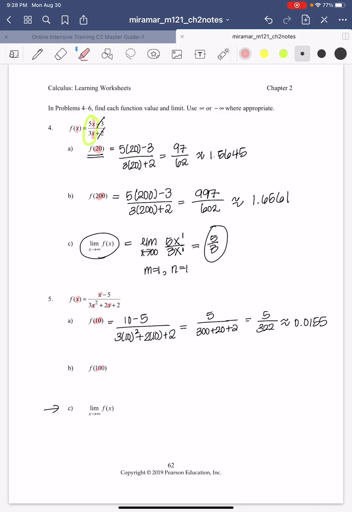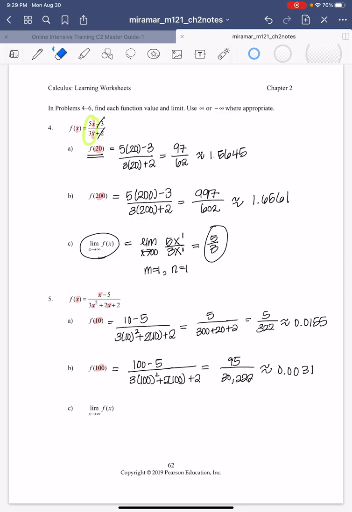Same thing this time. I'm going to plug in 100 instead of 10 wherever I see the x value. So 100 minus 5 over 3 times 100 squared plus 2 times 100 plus 2. So I have 95, and then on the bottom, 30,202. In decimal, that is 0.0031.